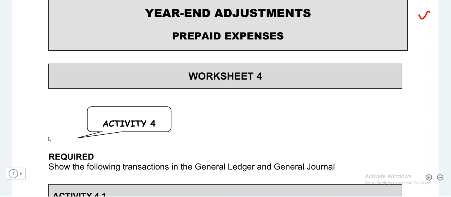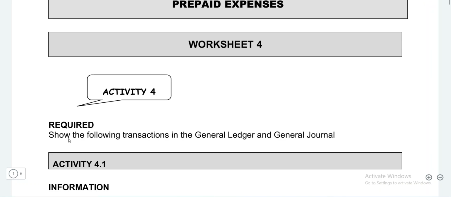Okay, now we are going to look at how that affects our recordings in accounting. And remember, this time we are also going to do the income statement, so it's very important for us to understand these concepts and to know how we are supposed to treat them. Okay, so let's go to activity number 4.